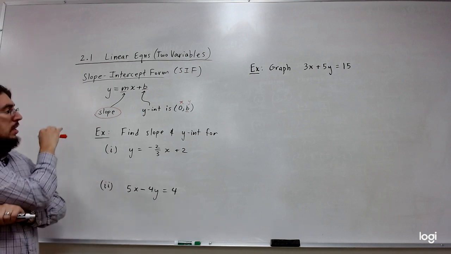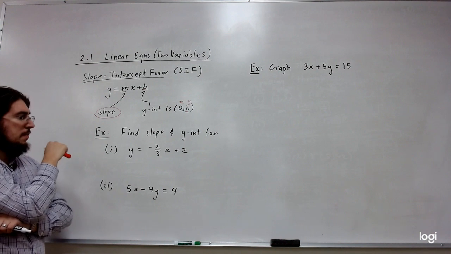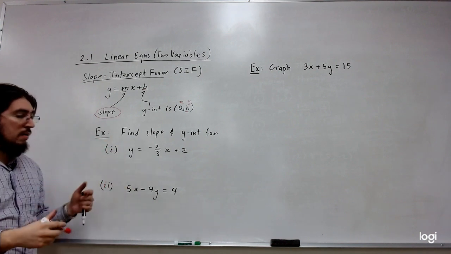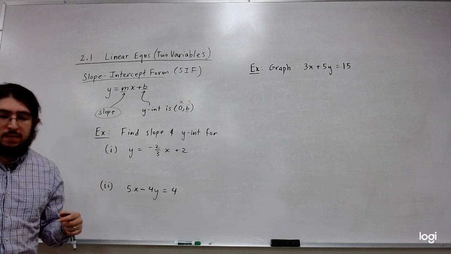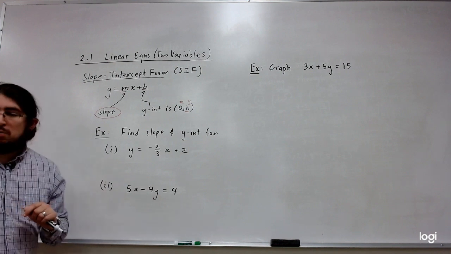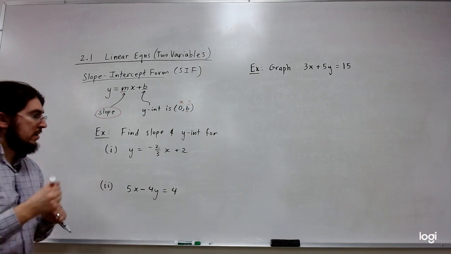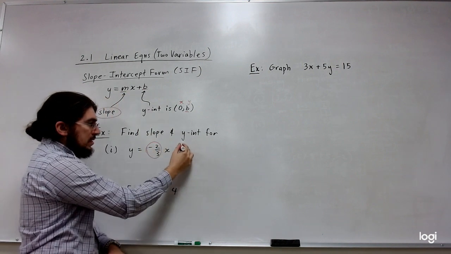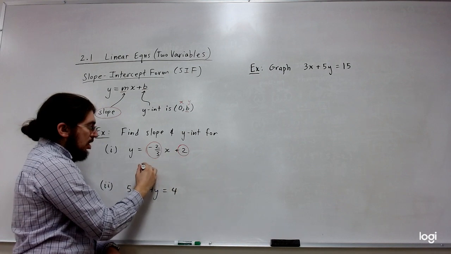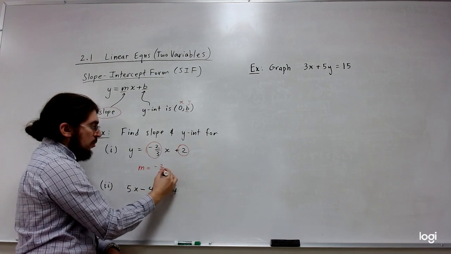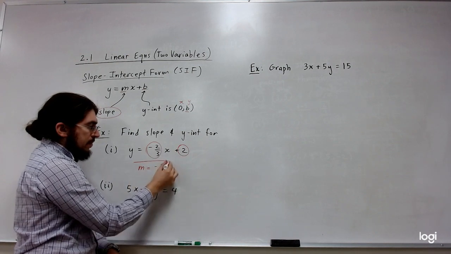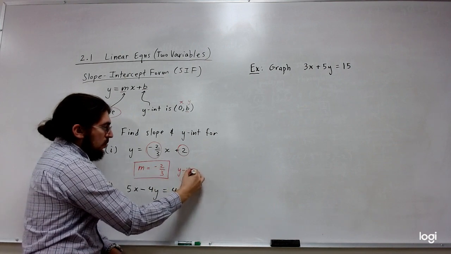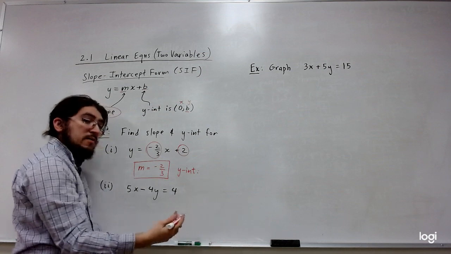So now, for this next example, we are asked to find the slope and y-intercept for the lines of the following equations. And how are we going to do that? Well, for the first one, it's pretty clear, because it's already in the form y is equal to this times x plus this. So that means the slope is going to be negative 2/3 right away. And the y-intercept is going to be equal to what? Remember, you have to be careful. It's 0 comma 2.